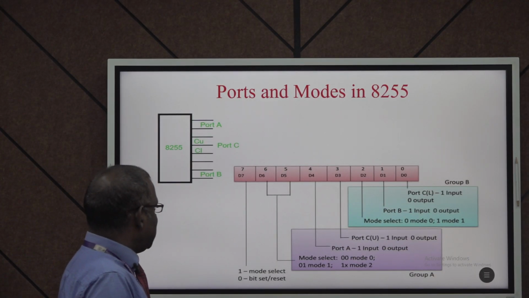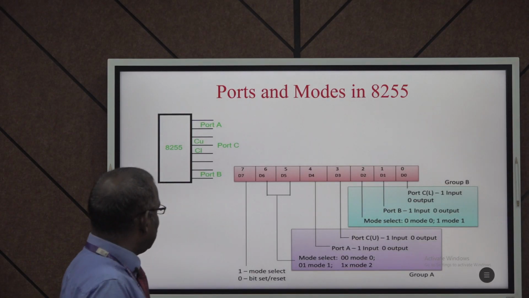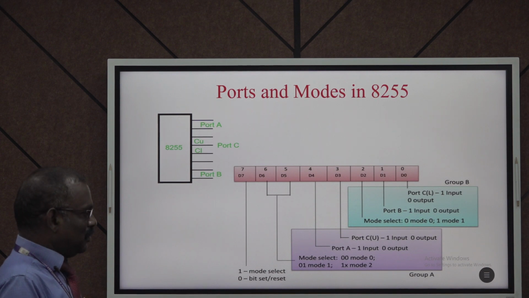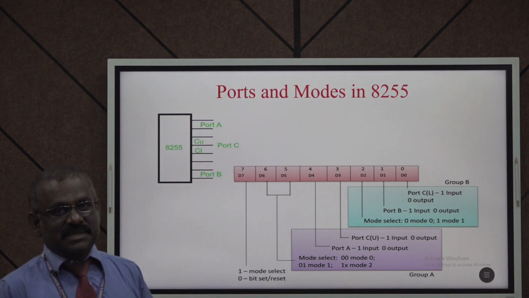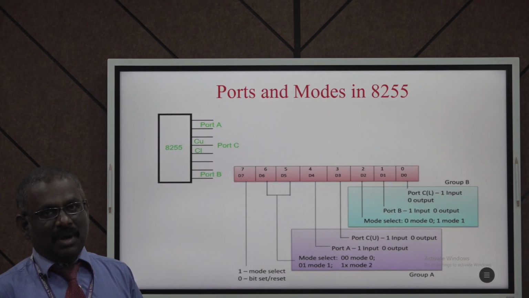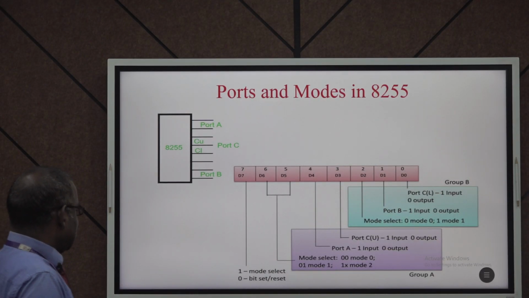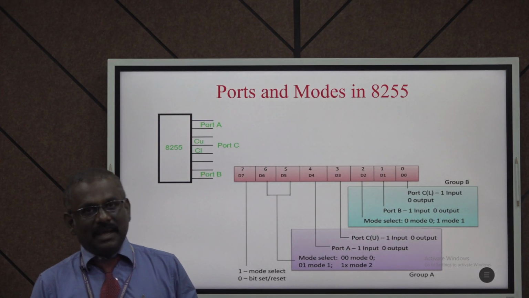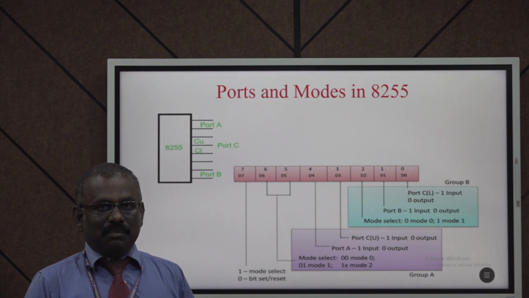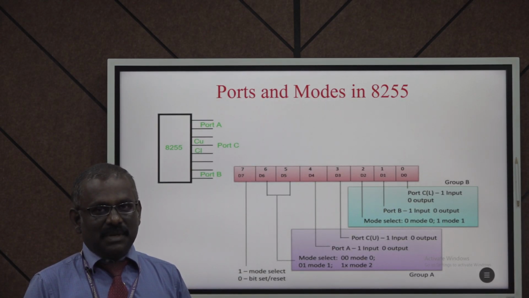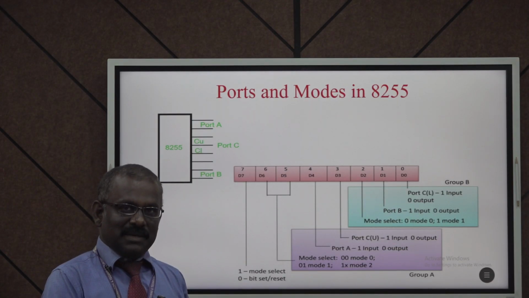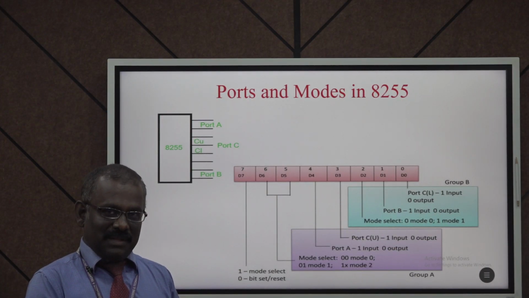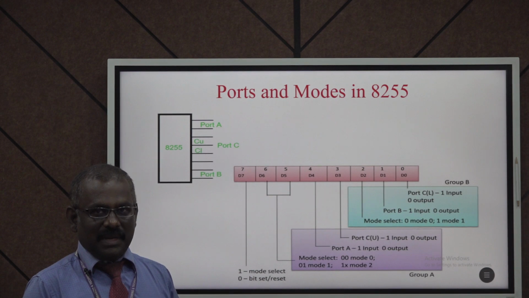The control register bits are named such that the LSB is D0 and the MSB is D7. The bit D7 is used to define the different modes such as bit set or reset mode or I/O mode. If you put 0 in this D7 bit, it corresponds to bit set or reset mode. In that mode, only port C is visible. To that port C, we can connect 8-bit I/O devices. In general, we will connect an 8-bit 7-segment LED.